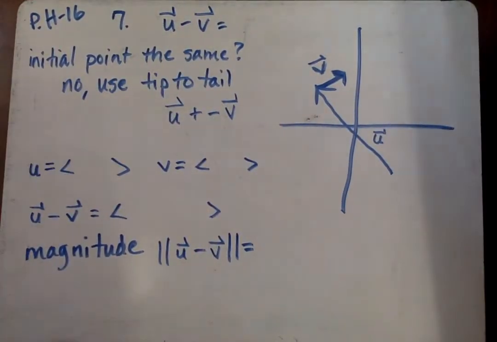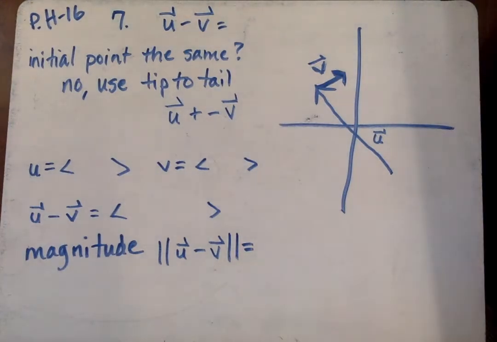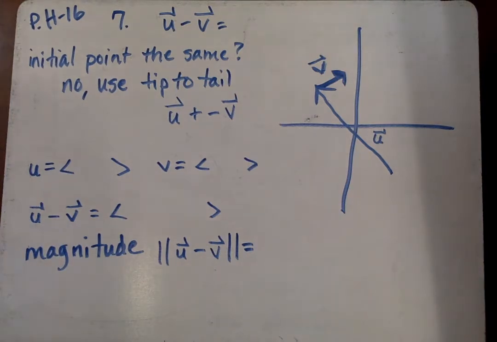Next, we're going to go on to page H16 and do number 7. So if we look at H16, number 7, find H minus V. And what I like to do is write out what, actually it says U minus V. Okay, so let's find out what U is and what V is.